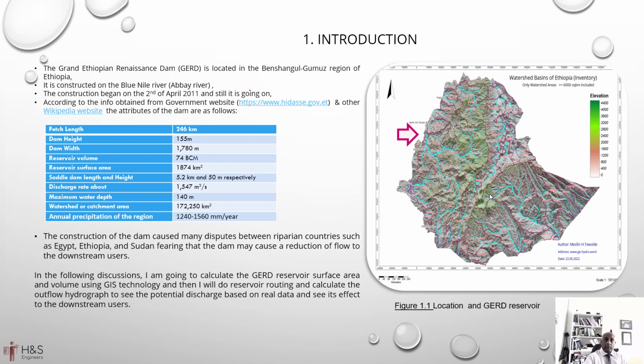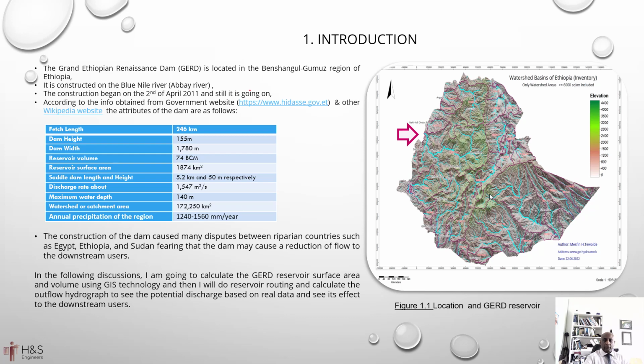So the GERD is constructed on the Blue Nile. It's in the Blue Nile River. In Amharic, it is the Abay River. And the construction began in April 2011. Still, it's not finished. Still, they are constructing. I don't know the reason for the delay, maybe because of the dispute, or maybe a civil war in it. I don't know, but it is not finished yet. I don't have any recent information, whether it is finished or not. But based on the information I have from the government website, I have some salient, important parts of the dam.